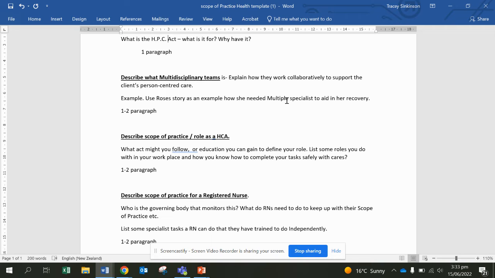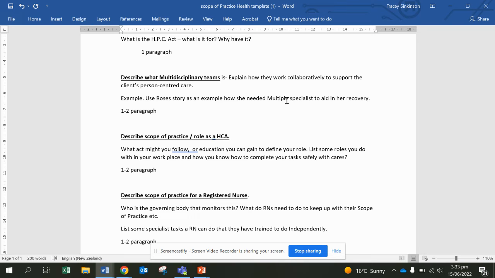And if you're not trained to do it, and you haven't been trained to do it, well, really, that's out of your scope of practice, isn't it? So what act might you follow? That could be the CODA, right? It's the Health and Disabilities Commission. Also, you gain education. This is why you're here on your level 4. And this helps you know what you can and can't do within your role.